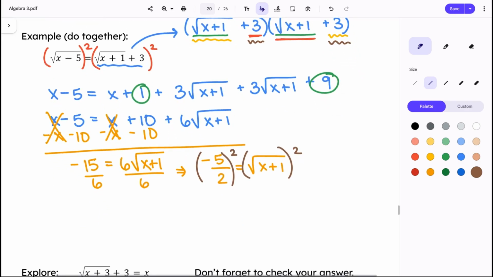So if I square a fraction like that, you have to square the top and the bottom. So this is going to become 25 over 4, and it is positive now because anytime you multiply a negative times a negative, you get positive. And then this equals an x plus 1. What's the last thing I should do? Minus the 1.